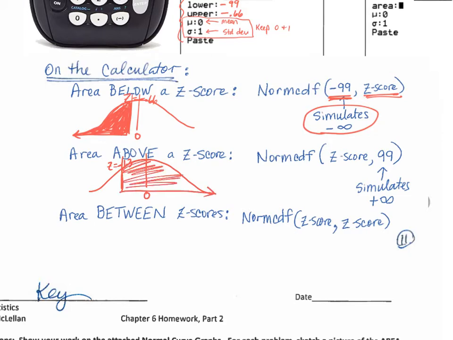Remember what you had to do yesterday was find the area below with your chart, and then subtract that from 100. Well, on our calculator, we always have the low z-score and then the high z-score. If we're going out to positive infinity, then we're going to have that high z-score of 99, because that's 99 standard deviations out there. That is so far that it is going to simulate positive infinity for us. And when we go to negative 99, that's simulating negative infinity.